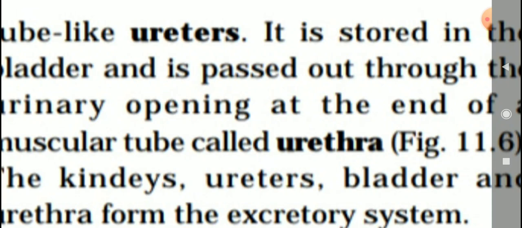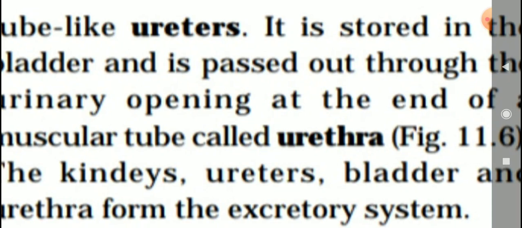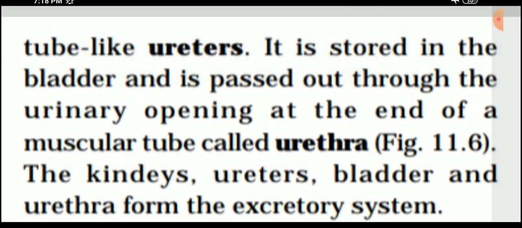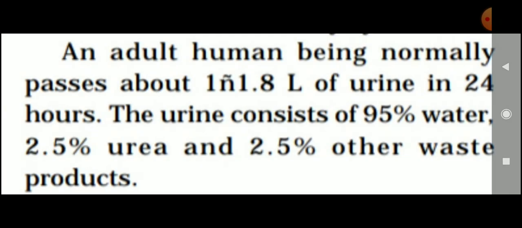That's all. What are the parts of the excretory organs in humans? Kidneys, ureters, bladder and urethra. Are you clear? The kidneys, ureters, bladder and urethra form the excretory system. Can you understand? Okay, next is very important, one mark.